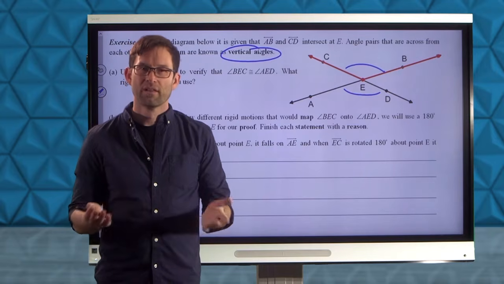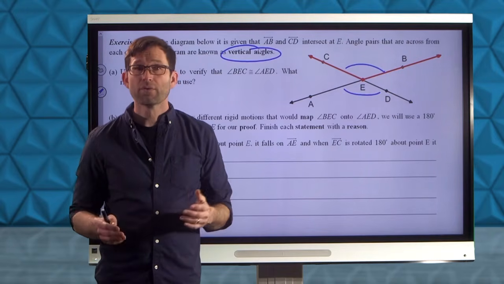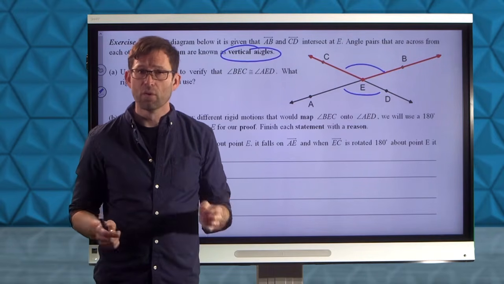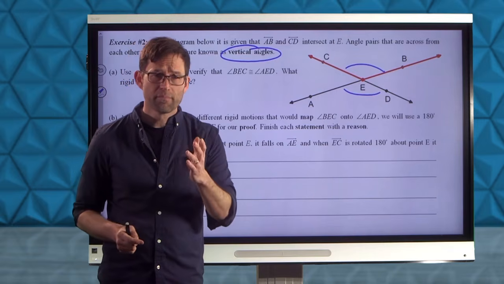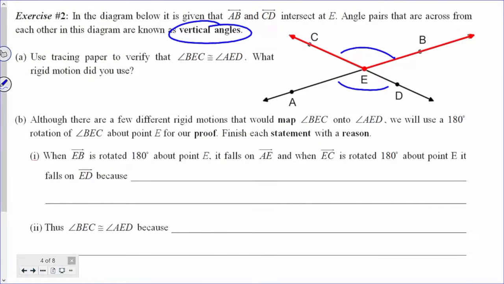All right, let's go through it. Now, there's a number of different things that you could do, including a reflection. But what I would use is a rotation by 180 degrees about point E. All right, let's take a look at that.